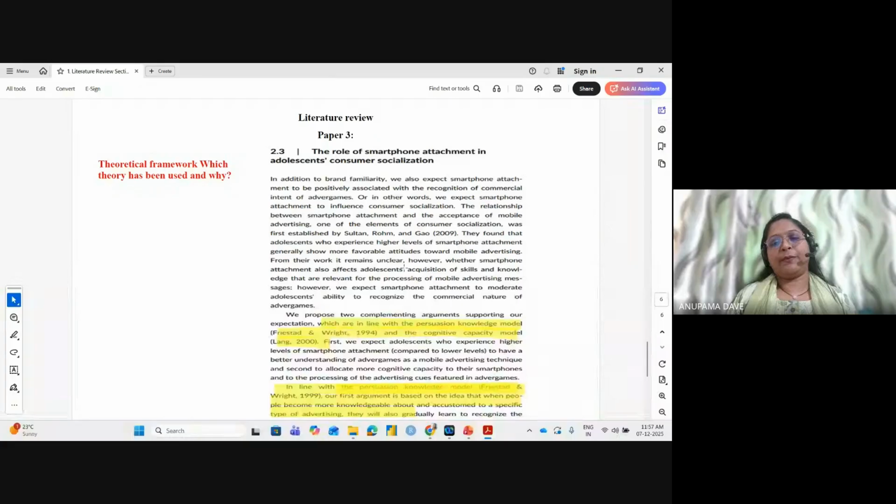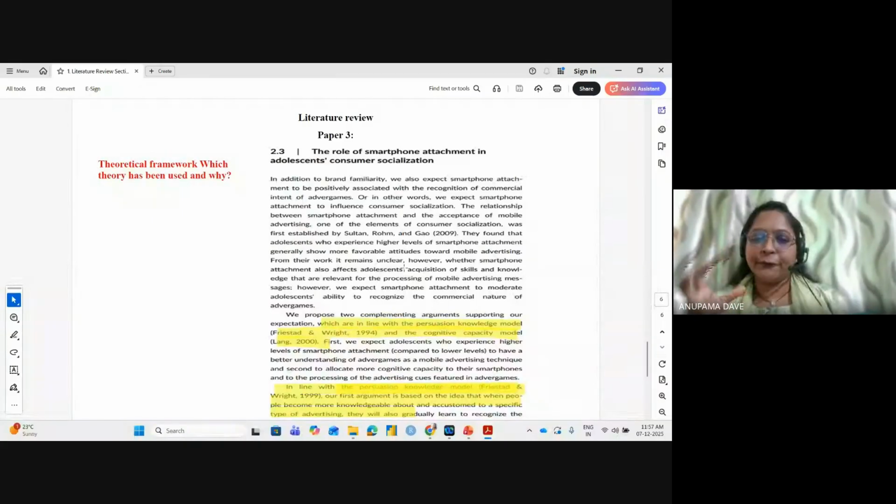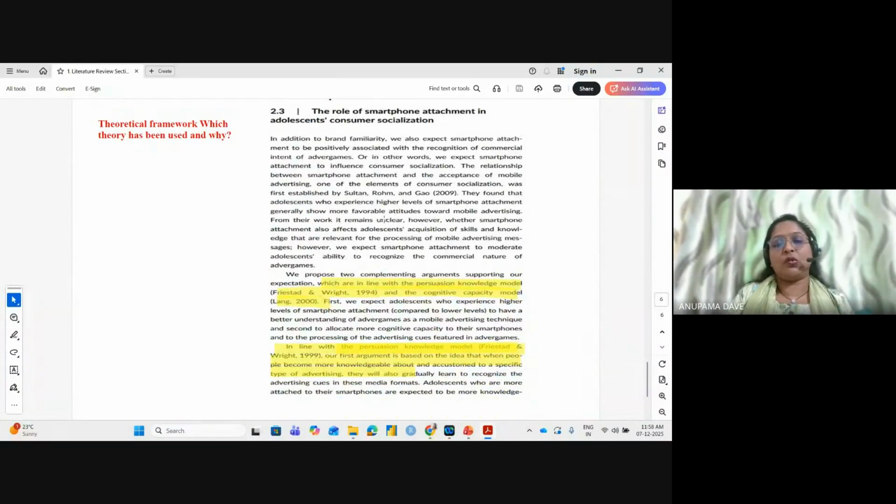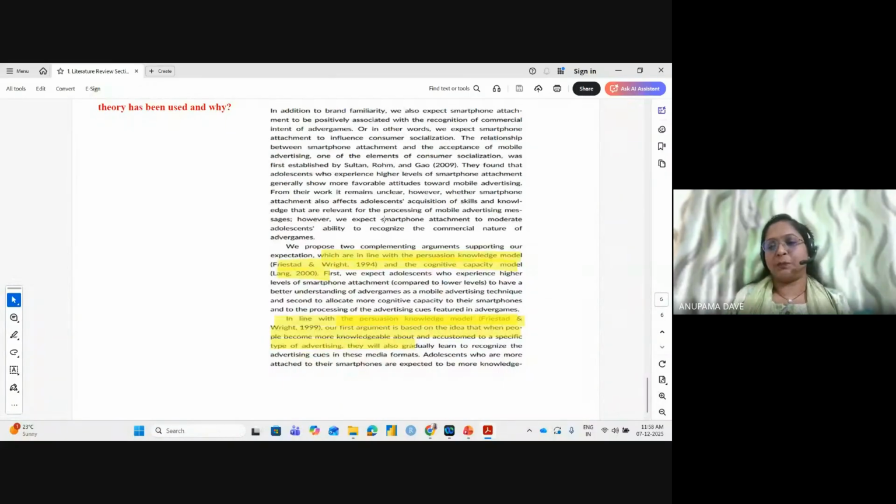Yeah, thank you. So the third paper was on smartphones and all. This paper is different, because it is not based on a survey. It's an experiment-based paper. They have talked about the theoretical framework, but not extremely in the beginning, it is somewhere in the middle. I have highlighted and picked up that particular space, which says, in line with the persuasion knowledge model and the cognitive capacity model. So they're talking about two different models, and then they are trying to connect them to the argument that they have kept for themselves. They have named the theory, and then they have mentioned in this paper why this theory has been used by them, what makes them use this particular theory.